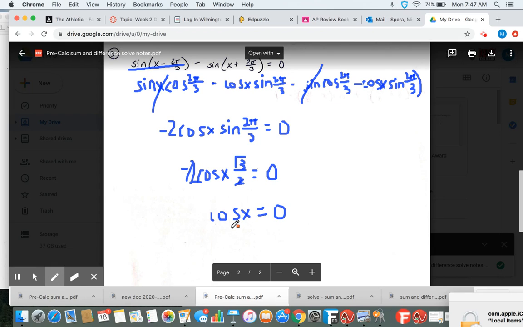So what angles have a cosine, an x value of 0? Well, they would be the angles on the y-axis, so it would be right there and right there. Pi over 2 and 3 pi over 2. 2 answers.